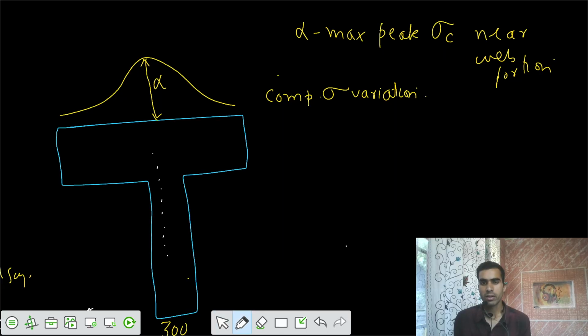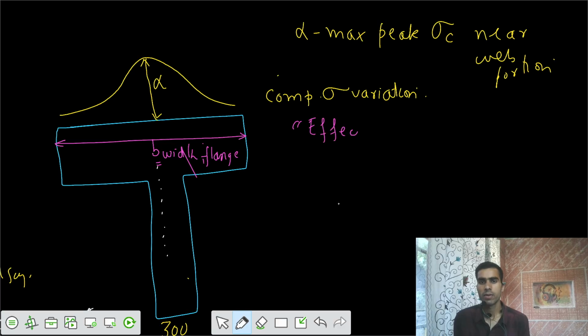Then we define a term. If B was your total width of the flange, the actual flange width, then we define a term that we call the effective flange width, that we represent as BF.